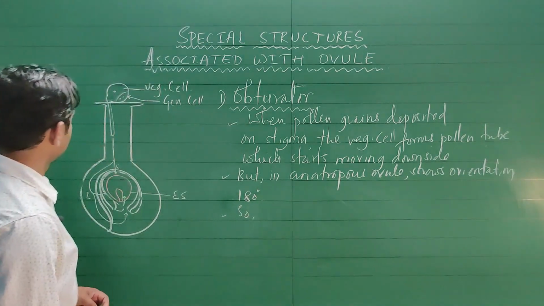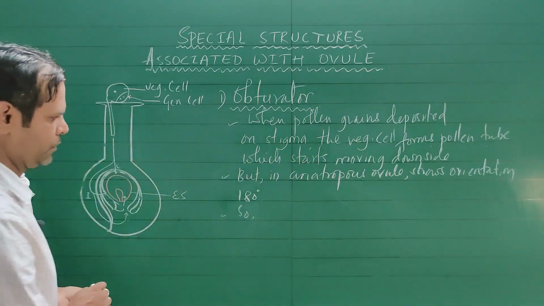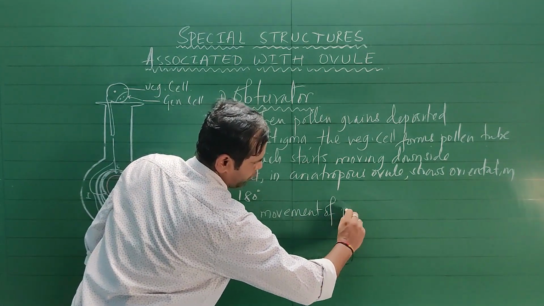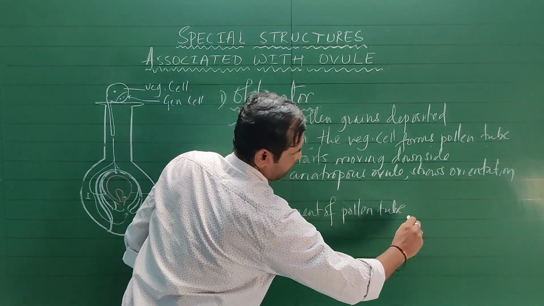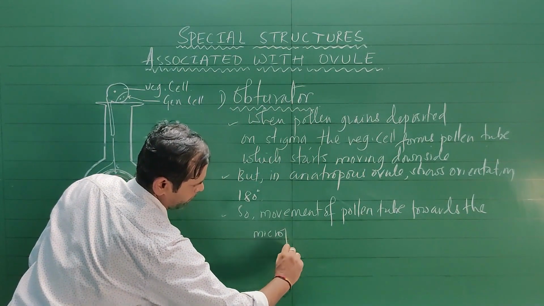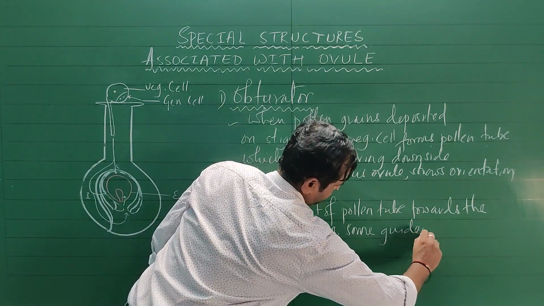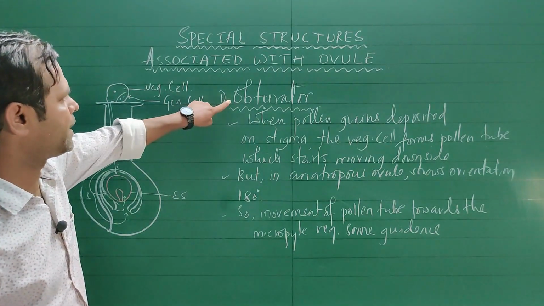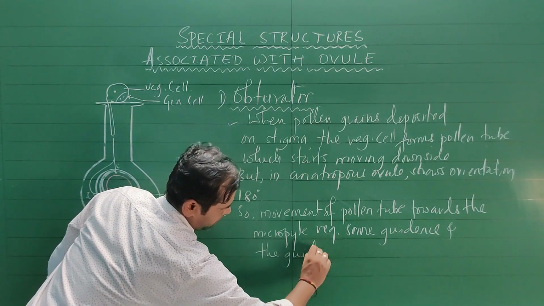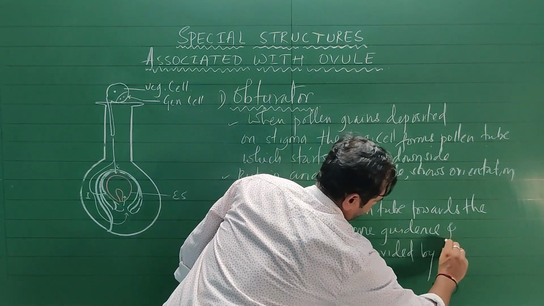So the movement of the pollen tube towards the micropyle end requires some guidance, and this guidance is provided by obturator.